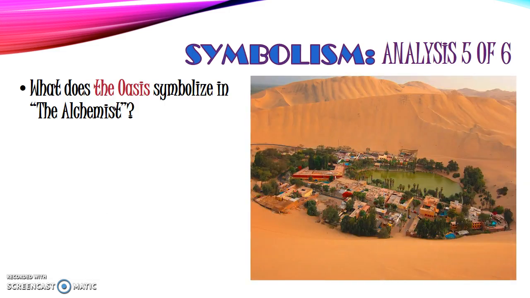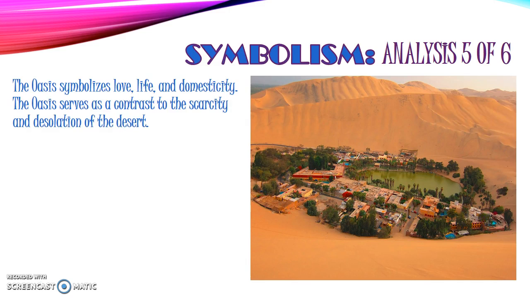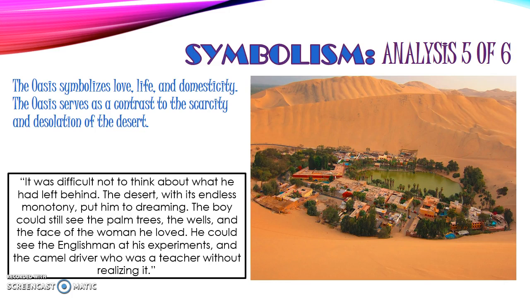What does the oasis symbolize in The Alchemist? The oasis symbolizes love, life, and domesticity. The oasis serves as a contrast to the scarcity and desolation of the desert. It was difficult not to think about what he had left behind, the desert, with its endless monotony, but put him to dreaming. The boy could still see the palm trees, the wells, and the face of the woman he loved. He could see the Englishman at his experiments and the camel driver, who was a teacher, without realizing it.